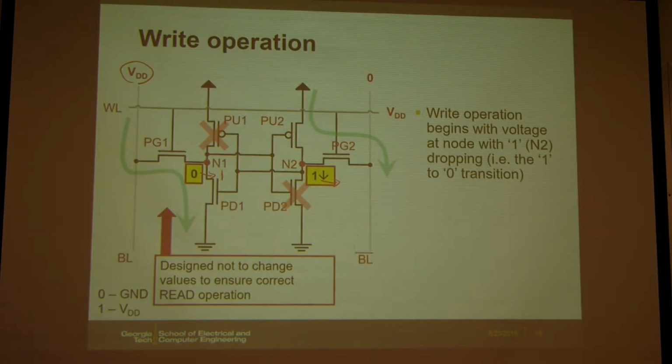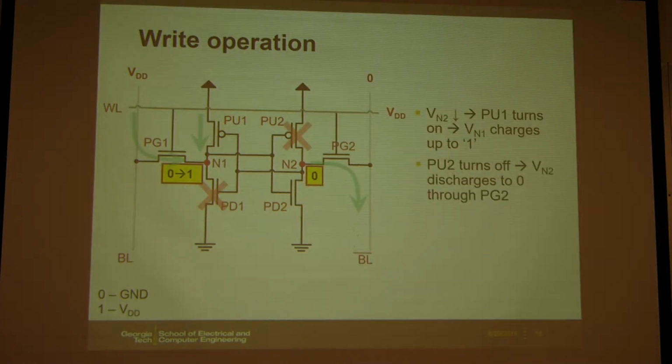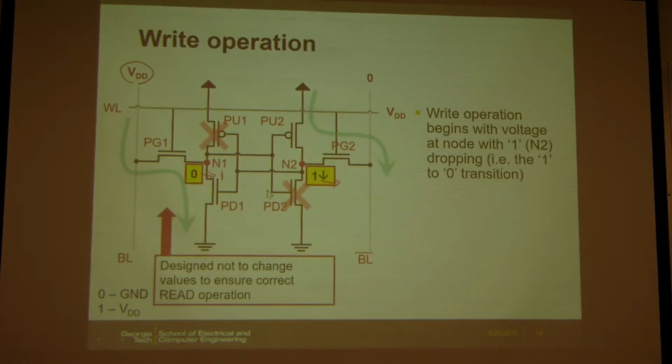This is like the read operation. 0 to 1 will not happen. Then that means the 1 to 0 must happen first. So the 1 to 0 must happen first, okay? And to make the 1 to 0 happen, you look at the right-hand side here. In this case, the bit line bar is ground, and you have the 1 in the N2. So PG2 is turned on, and the current flows like this. And then the PU2 is also on.